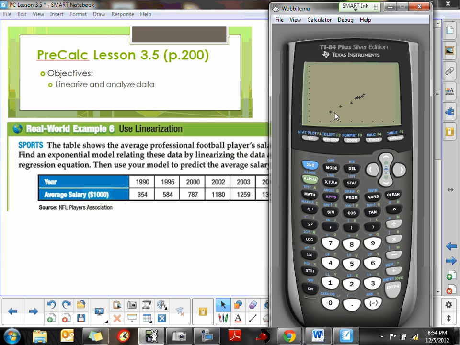Okay, here's our new scatter plot of the linearized data. It's believable that this graph has been linearized. It looks like the points are now more in line than they were before doing the exponential curve. This is what we want to run our linear regression on.